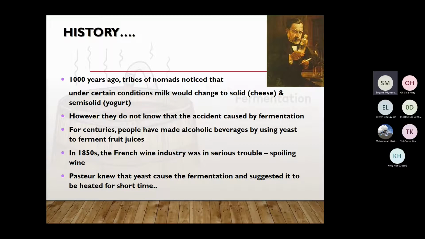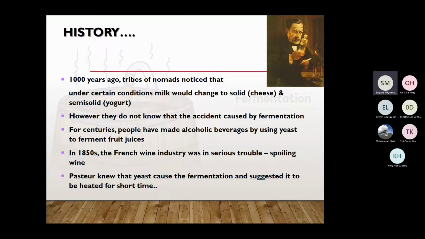Basically, when we say fermentation, it probably comes across your mind that it is not something new. Like 100 years ago itself, the nomads already noticed something happened to the milk that they had stored. It actually changed to solid, or in some cases became semi-solid. So then they named it cheese and yogurt, though they did not know that this accident was caused by fermentation. And for centuries, people have been making alcoholic beverages. How they make it is by using yeast, and then they ferment the fruit juice.